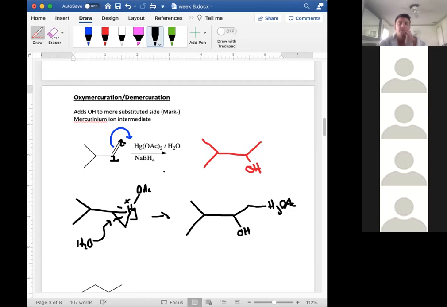OAc. All right. And the reason why it's called oxymercuration-demercuration is because this NaBH4, or i.e. any reduction agent, will remove that mercury group, and thus you're left with your major product. So this is how you're getting the mercury intermediate.